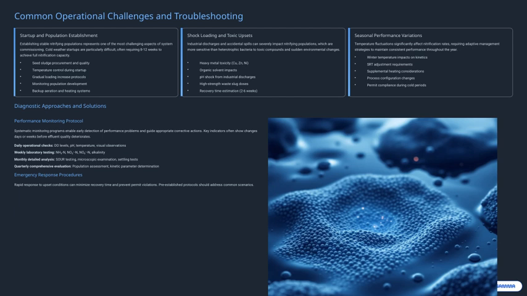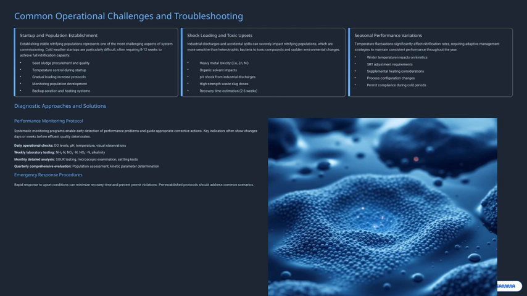Next, let's talk about shock loading and toxic upsets. Industrial discharges or accidental spills can seriously impact our nitrifying bacteria, which are more sensitive than heterotrophic bacteria to toxic compounds and sudden environmental changes. Specific toxins like heavy metals, copper, zinc, nickel, organic solvents, or abrupt pH shocks from discharges can cause problems. High-strength waste slugs can also create stress. Recovery from such events usually takes about 2 to 6 weeks, so early detection and rapid response are essential.